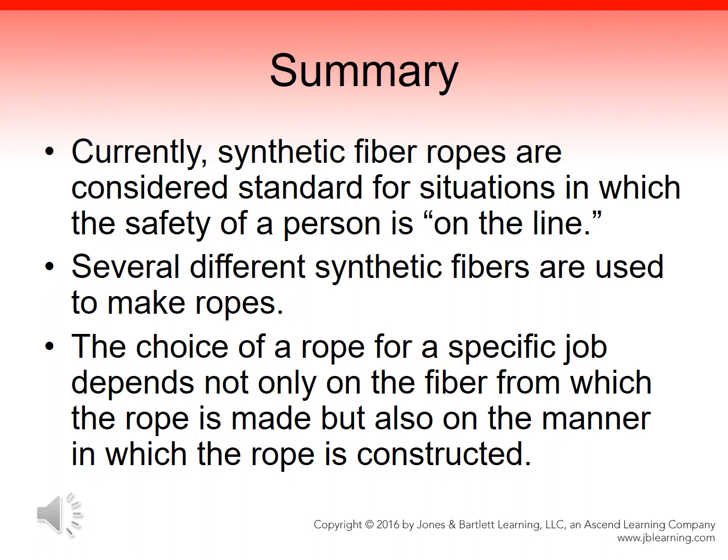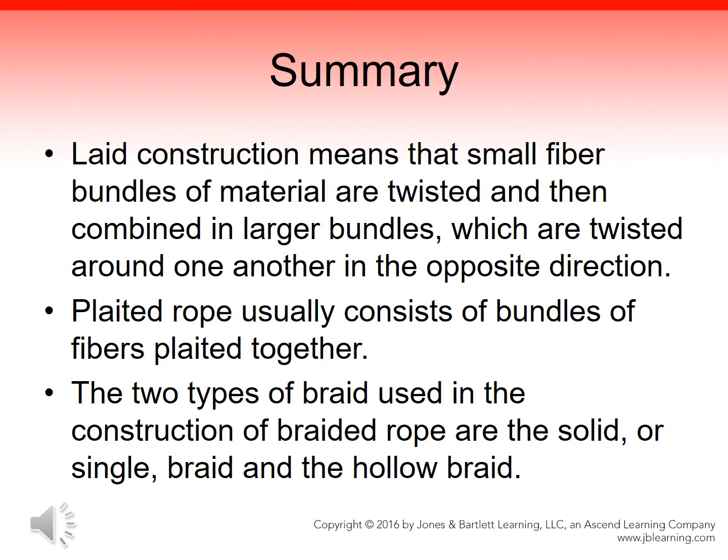Several different synthetic fibers are used to make ropes. The choice of a rope for a specific job depends not only on the fiber from which the rope is made, but also on the manner in which the rope is constructed. Laid construction means that small fiber bundles of material are twisted and then combined in larger bundles, which are twisted around one another in the opposite direction. Plaited rope usually consists of bundles of fibers plaited together.